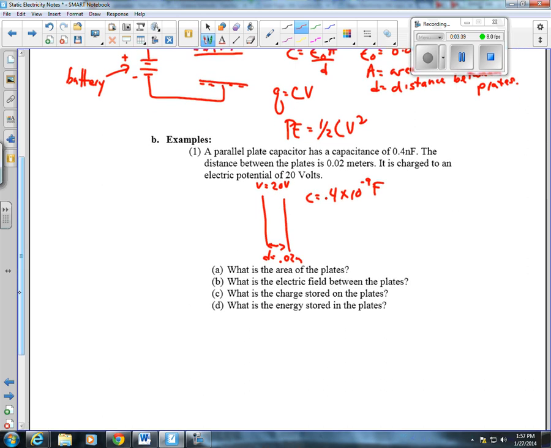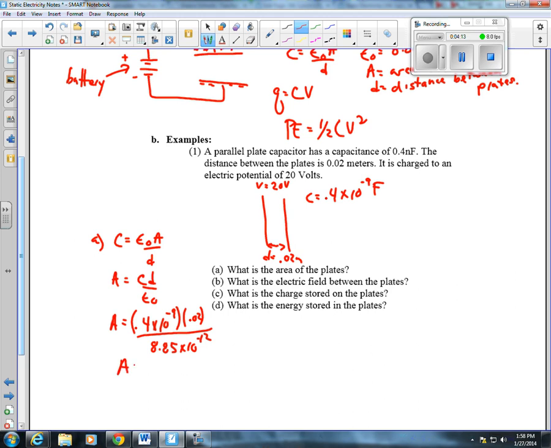So my equation that has area in it is C is epsilon naught A over D. If I rearrange it, I would get A equals CD over epsilon naught. I did all my algebra in one step there. And C was given as 0.4 times 10 to the minus 9, D is 0.02, and epsilon naught is 8.85 times 10 to the minus 12. And that's going to give me a value for the area of 0.90 meters squared.